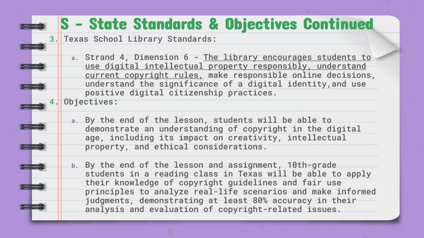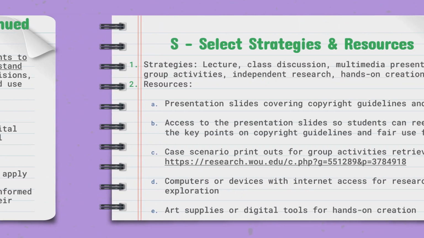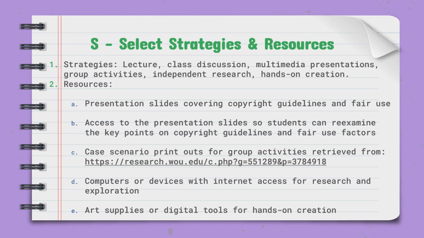For the second S in the ASSURE acronym, we've got select strategies and resources. So the strategies used would be lecture, class discussion, multimedia presentations, group activities, independent research, and hands-on creation if they choose to do not an online multimedia presentation, but they choose to do a poster or create artwork of some sort that still answers all the questions, of course.